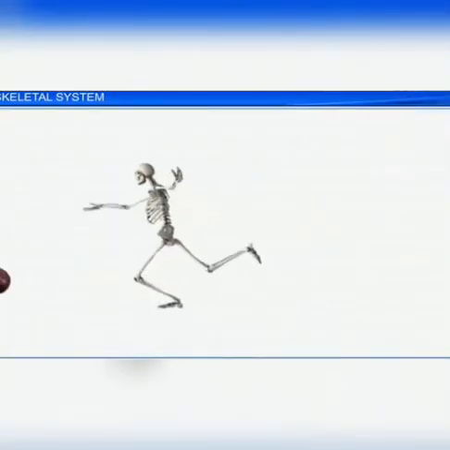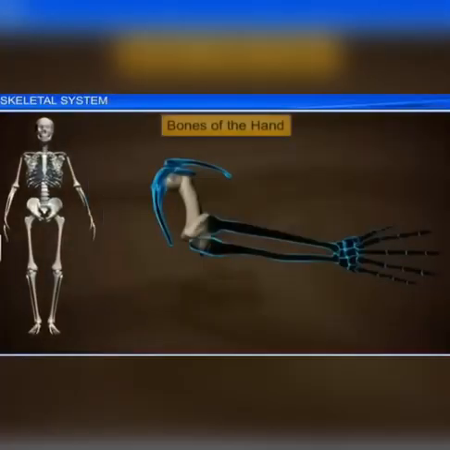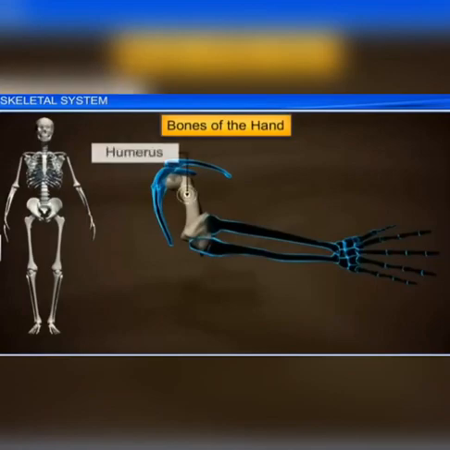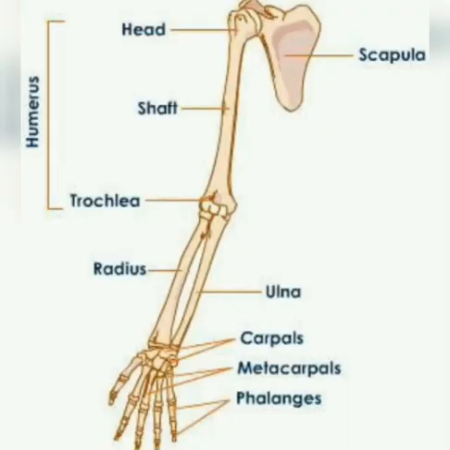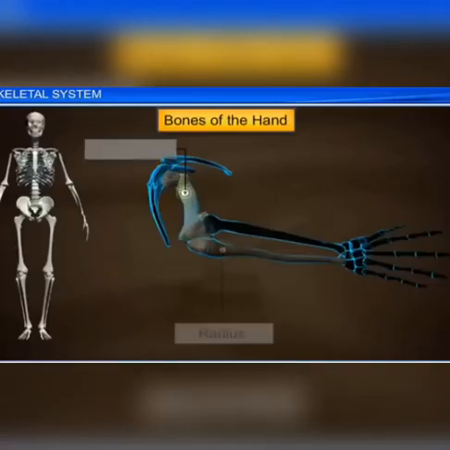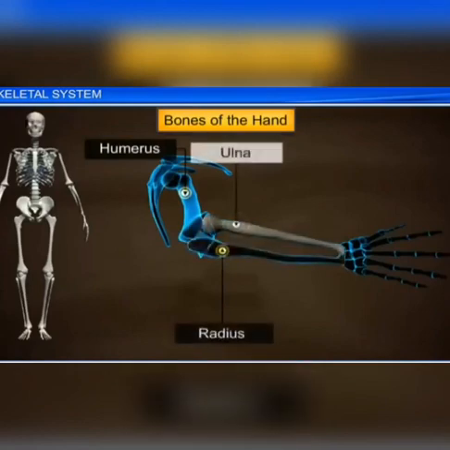The upper limb consists of 30 separate bones. The skeleton of the arm, the region between the shoulder and the elbow, is the humerus. The head of the humerus articulates with the glenoid cavity of the scapula and forms the shoulder joint. The distal end of the humerus articulates with the two forearm bones, the radius and the ulna.